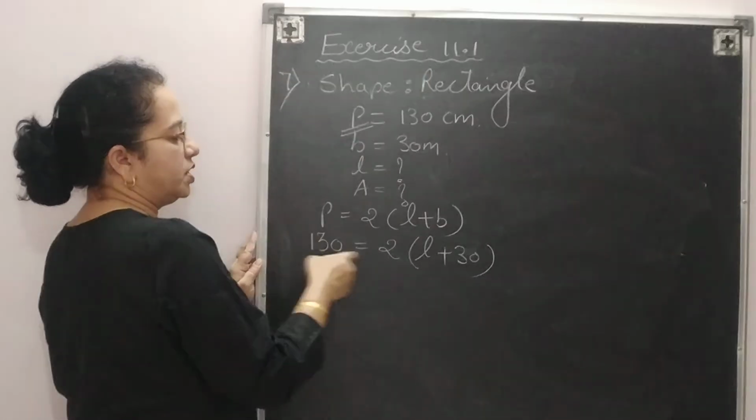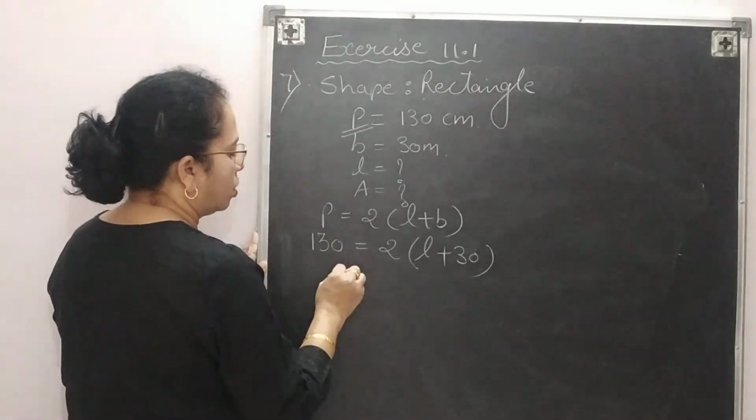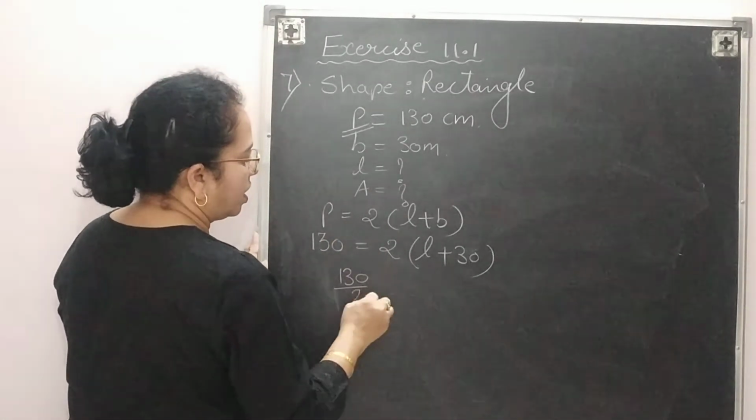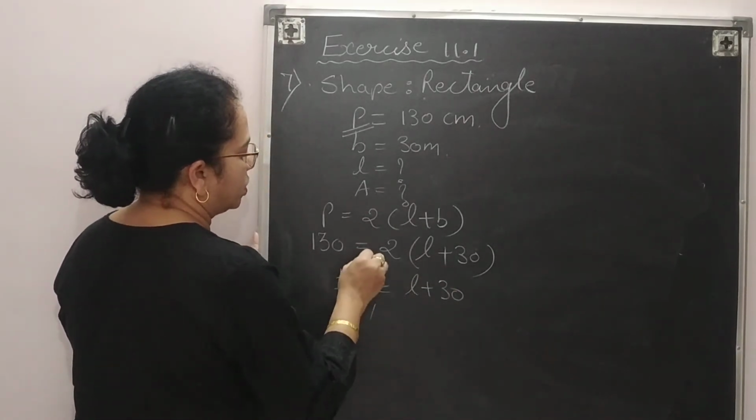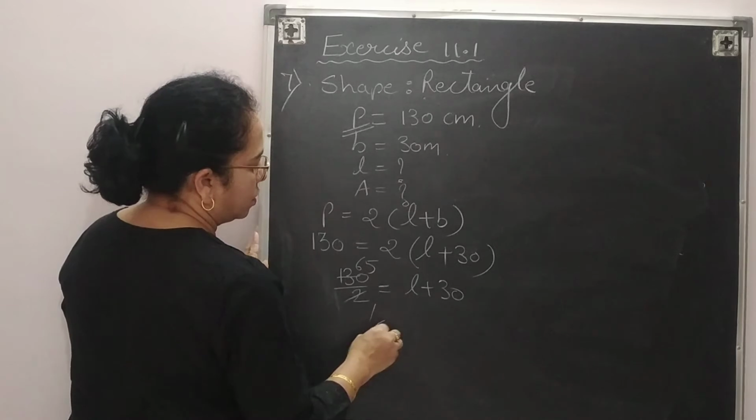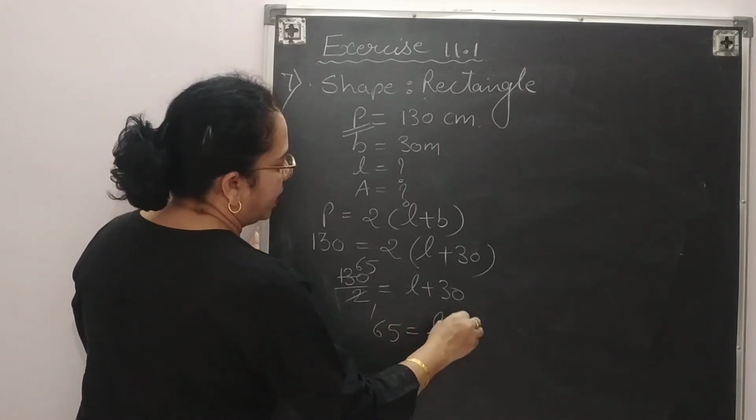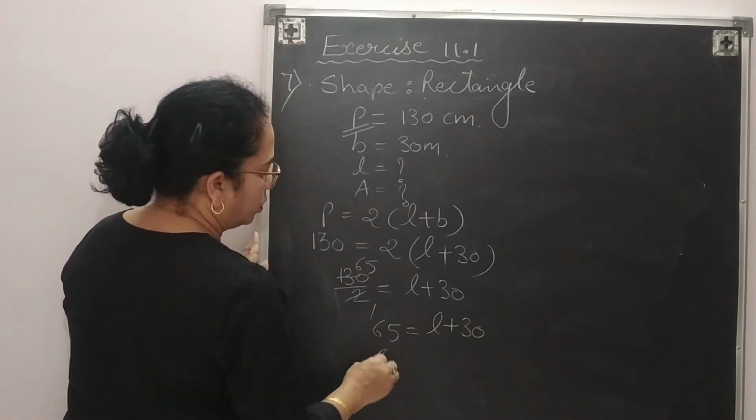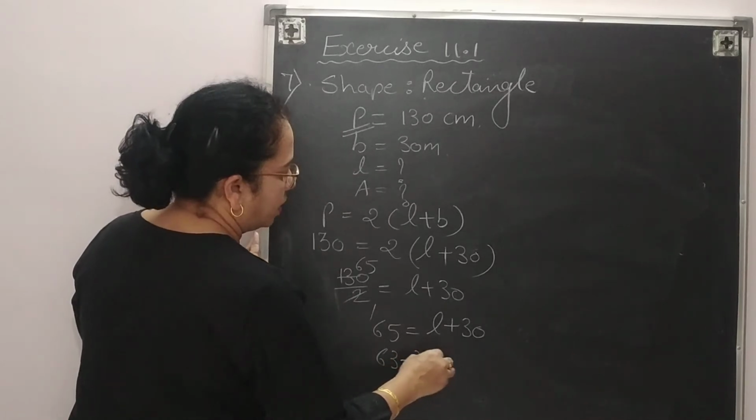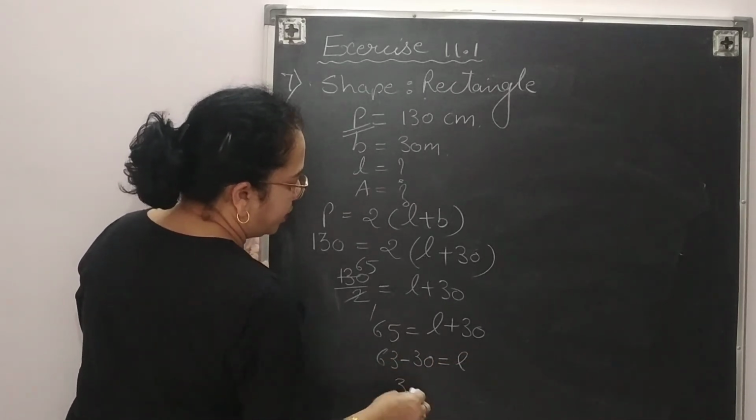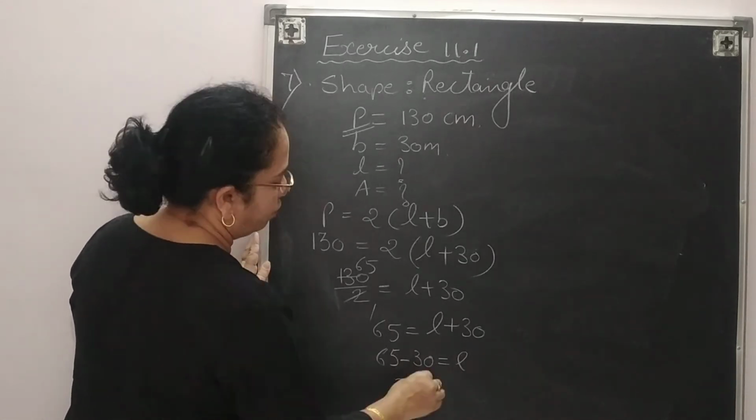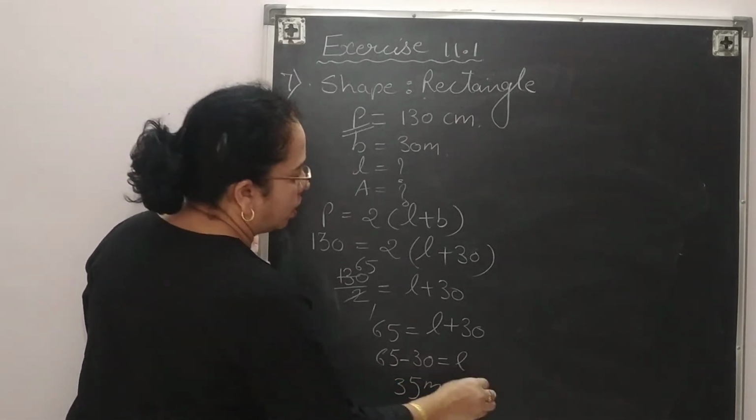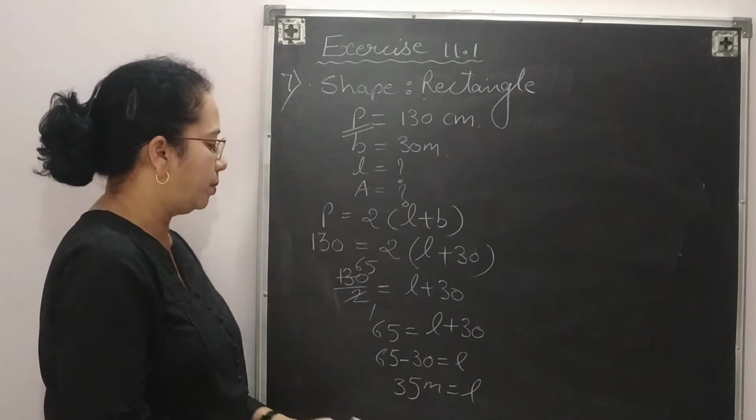Again, since this number is divisible by 2, shift this 2 to the left hand side. So this will come in division. Just cut the number. 2 ones are 2, 2 sixes are 12, 2 fives are 10. So 65 is equal to L plus 30. Now 30 will become negative on the left hand side. Subtract this and you will get 35. Your unit will be meter. So you got the length as 35 meter.